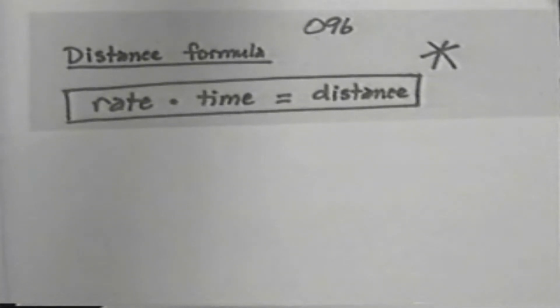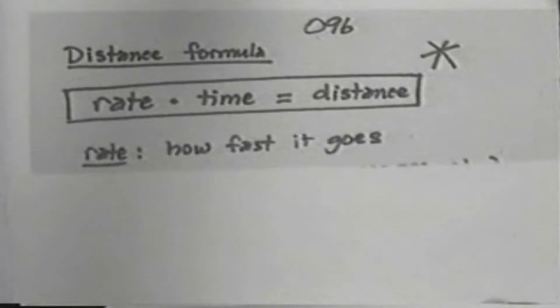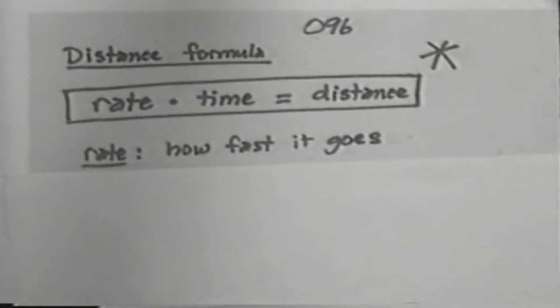It's a very useful formula because we all travel one way or another. We walk, we ride in a car, bus, plane, canoe, motorboat, all kinds of craft. But whatever mode of transportation we have, this same formula applies. The rate times time equals distance. The rate is how fast it goes.